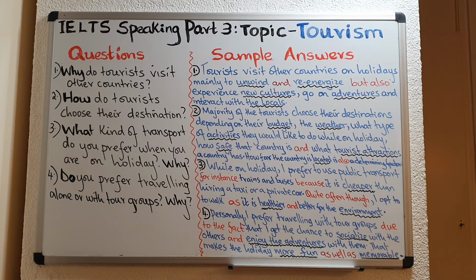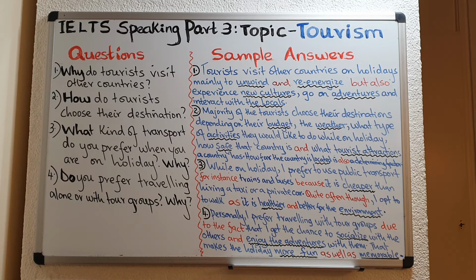Destination is where they're going to spend their holiday. What sort of things do they consider before they decide where they're going to go on holiday? Now, you can answer this question by saying, majority of the tourists choose their destinations depending on their budget, the weather, what type of activities they would like to do on holiday, how safe that country is, and what tourist attractions a country has. How far the country is located is also a determining factor.